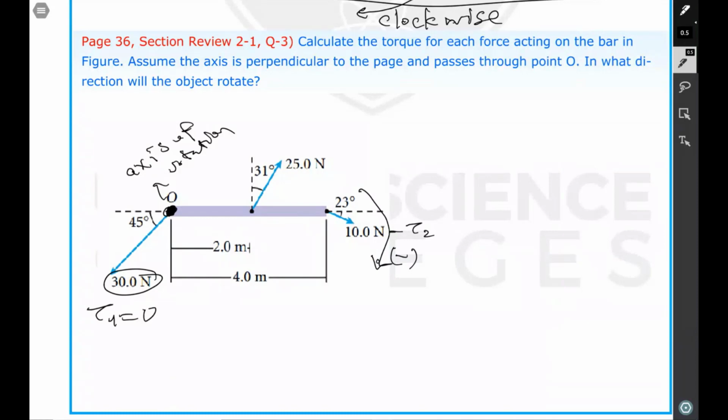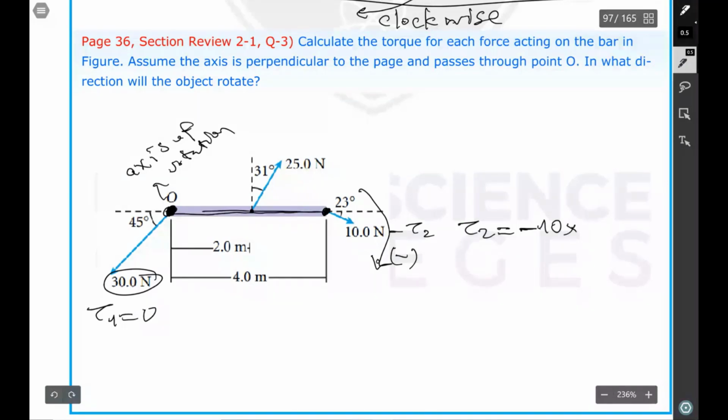So I'm going to now write the equation for torque 2. Torque 2 is negative. How much is the force? 10 Newton. What is the distance from force to axis of rotation? How much is the distance? 4. Yes. Where is the axis of rotation? O is the axis of rotation. Where is the force? In here. What is the distance between these 2 points? 4 meters. Distance is 4.